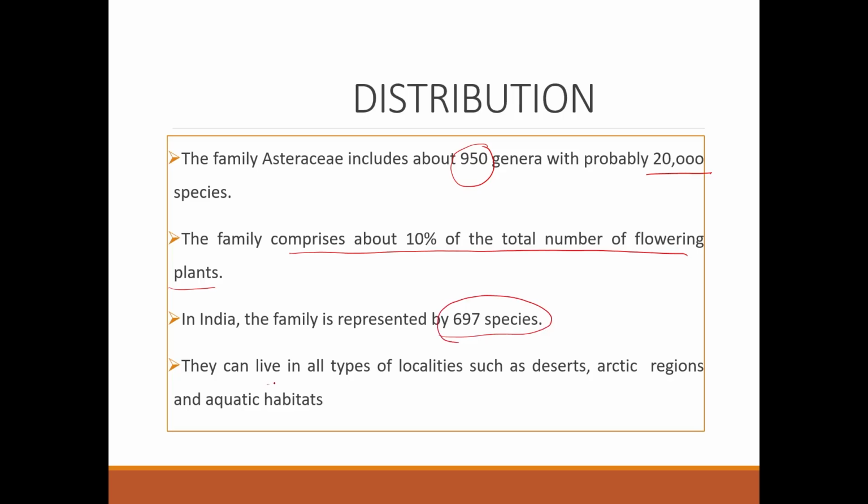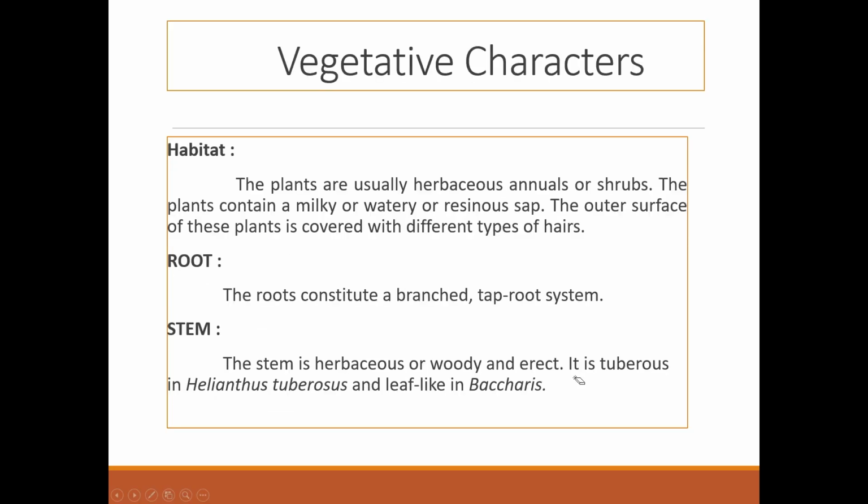They can live in all types of localities such as deserts, Arctic regions and aquatic habitats. Due to their diverse habitats they have a very good number of representatives, because they can adapt to different types of habitat conditions. So this group is very large in number because of their adaptability.